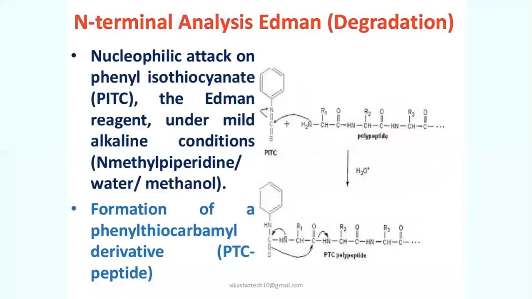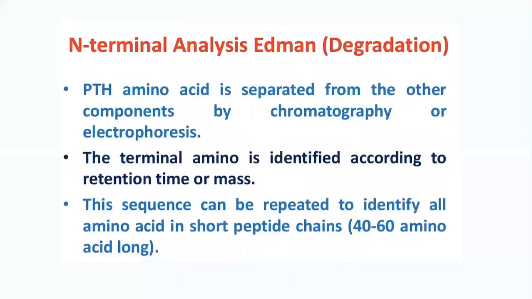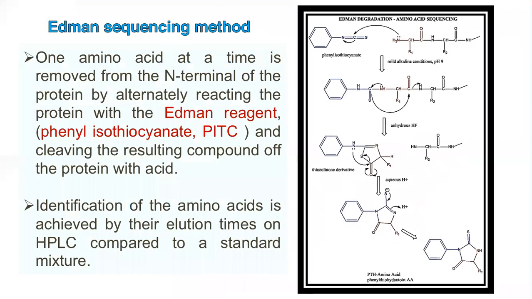So these are all the details of it. You can go through this when you get time. Okay, so one amino acid at a time is removed from the N terminal of the protein by alternately reacting the protein with the Edman reagent and cleaving the resulting compound of the protein with the acid. So that's what I said, using anhydrous acids, you can cleave the compound from the rest of the polypeptide chain.